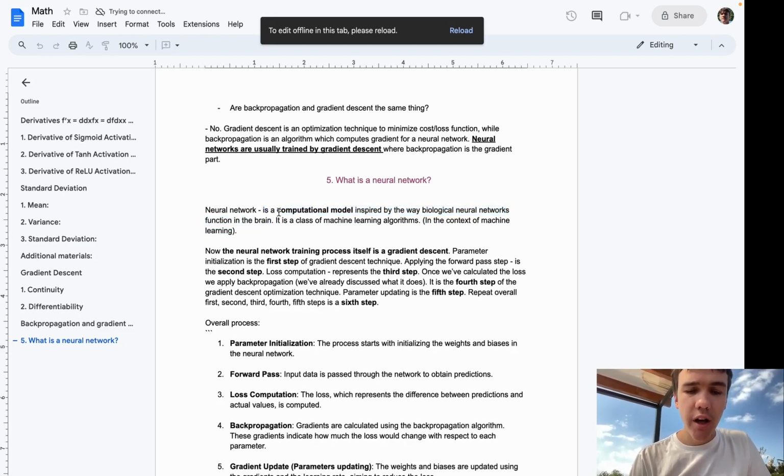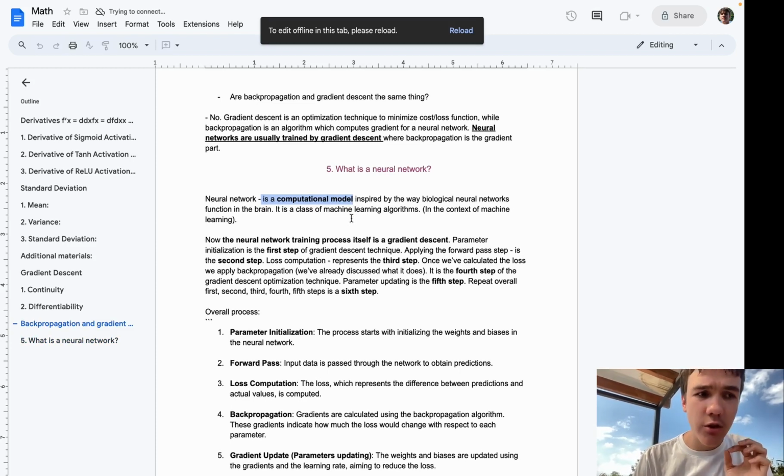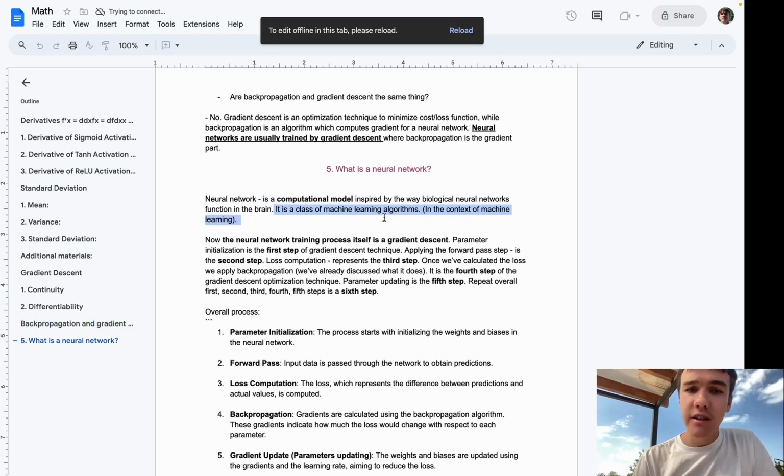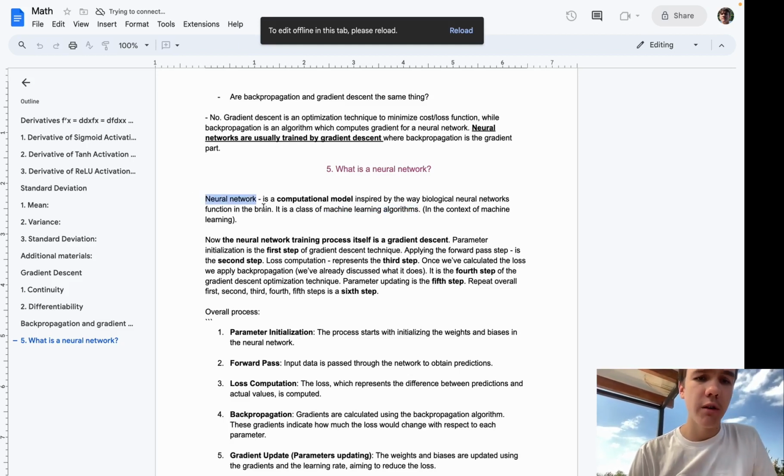And the most important part is that this is a computational model. A neural network is a computational model, okay? And then inspired by biological neural networks, this is just water inside this text definition. The main idea is that this is a computational model, and the reason I'm explaining it so explicitly is because I want you to know exactly what a neural network is. And then I said it is a class of machine learning algorithms, which is also not that important, but it's good to know that a neural network is a class of machine learning algorithms, because in the machine learning field there are a lot of algorithms, and one of them, the most popular one, is the neural network. There are a lot of them, just believe me.